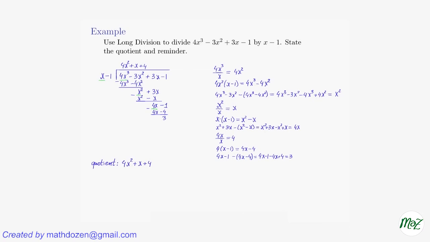And we have that the quotient is 4x squared plus x plus 4, and the remainder is positive 3. And then the original polynomial, 4x cubed minus 3x squared plus 3x minus 1, is equal to x minus 1 times 4x squared plus x plus 4, plus 3. And this 3 is the remainder, and 4x squared plus x plus 4 is the quotient.